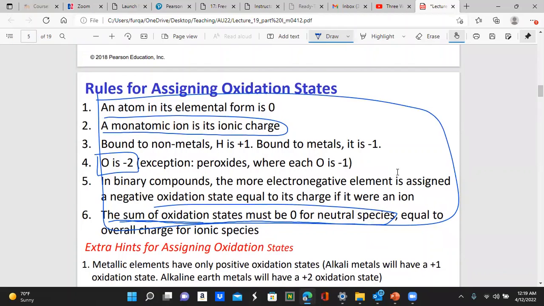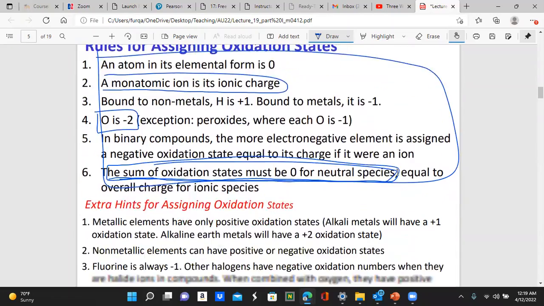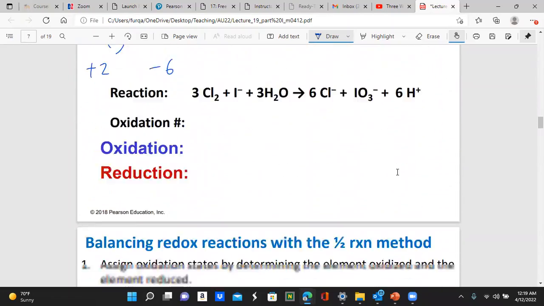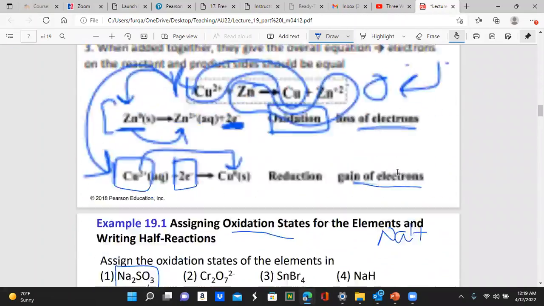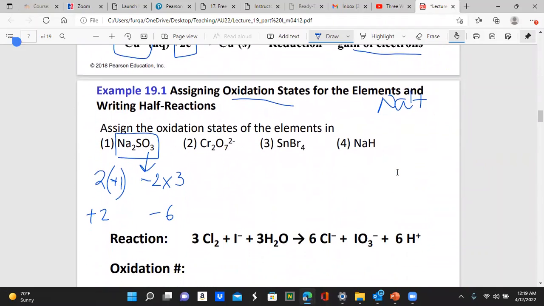The sum of the oxidation state must be 0 for the neutral species. We are now working on a neutral species. It's an ionic compound. You know the ionic compounds are neutral, right? So that means the sum of these charges should turn out to be 0. So we are done with the oxygens. We are done with the sodiums.